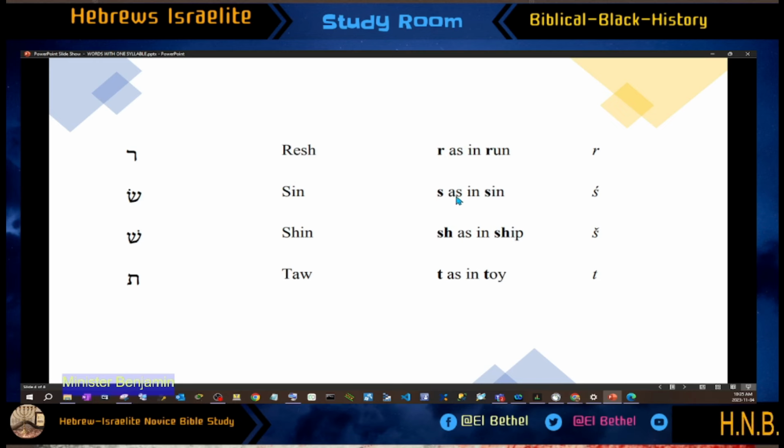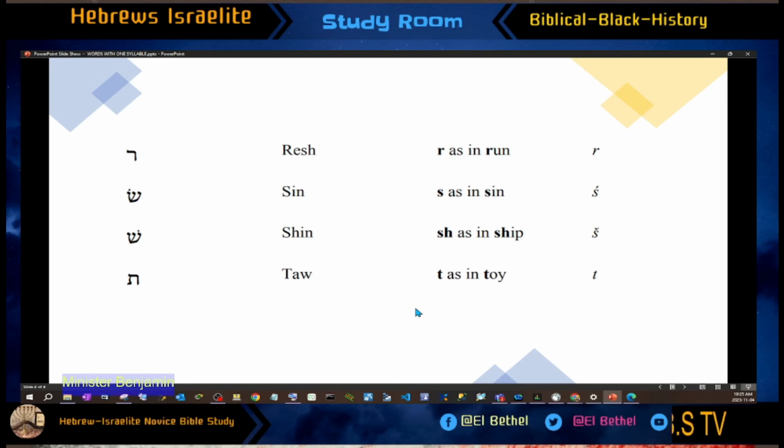Sin as in sin. Shin. So these two letters look exactly alike, except for the dot. One is on the left side and one is on the right side. When it's on the right side, it's an sh sound. When it's on the left side, it's an s sound, like Samek. Tav makes a t sound as in toy, right? So that's the introduction to the Alephbet.